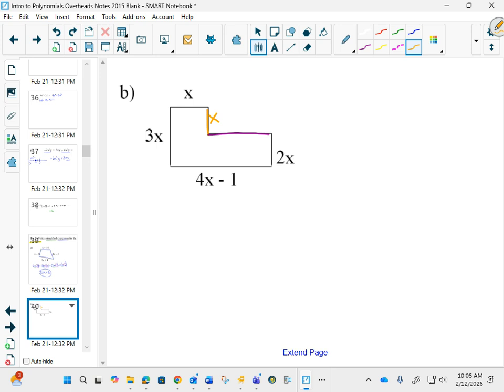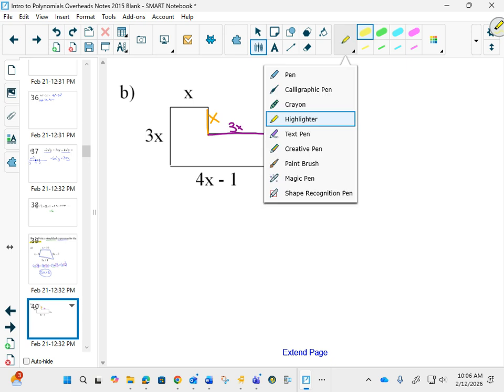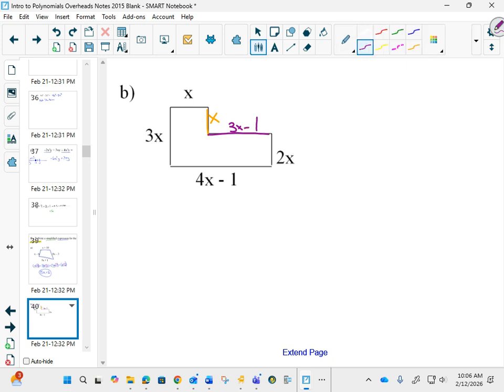What about the purple one? 3x minus 1 equals 4x minus 1. The whole side is 4x minus 1, and you subtract 1x off of that, that would give you 3x minus 1. Oops, I said minus 1 and I did not write minus 1. Here. Okay, and for the perimeter, we have to figure that out yet.